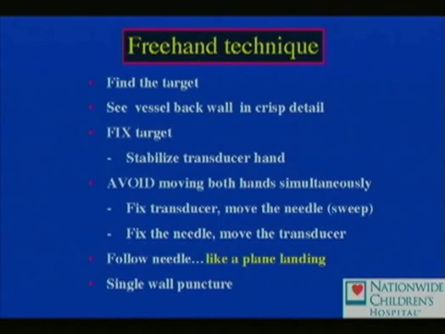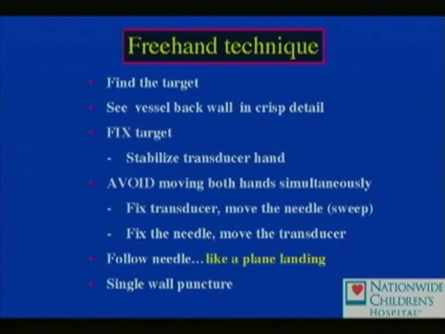The technique that we utilize incorporates freehand technique, and we begin by finding the target with the transducer. It's very important to visualize the back wall of the vessel in crisp detail. This lets us know that we are centrally located in the long axis view. Then we fix the transducer hand on the target, stabilizing our hand with the transducer. And a very important point, we avoid moving both hands simultaneously. We either fix the transducer and move the needle in a subcutaneous plane, or we sweep the needle back and forth until it finds the sound plane, or we fix the needle in place and move the transducer to find the orientation that we are in, for misguidance correction.